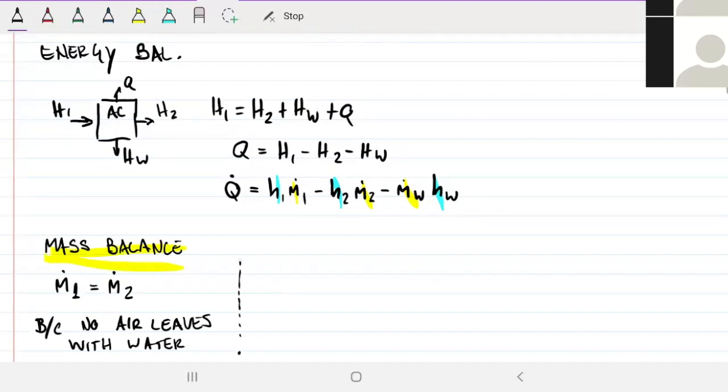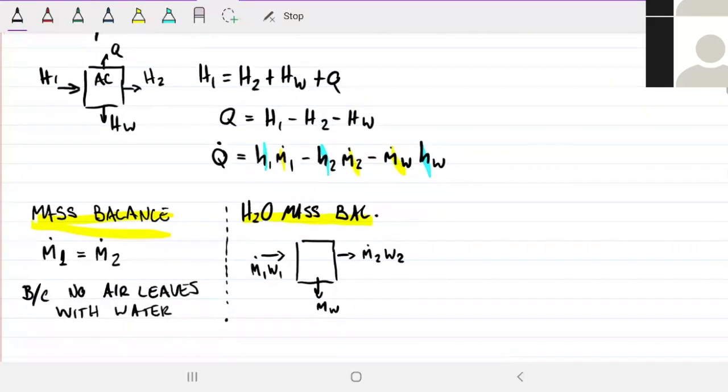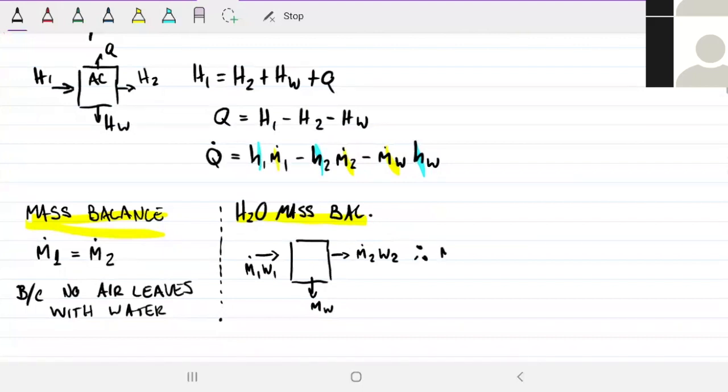Okay, what else? Do the H2O balance. What do we have there? We have a little AC, and we have water that's coming with the air here, and that water is the flow rate of air times omega 1. And it's leaving, so we still have some water when it leaves, omega 2. We also have the water that's leaving as saturated liquid. So a water mass balance tells us that whatever water we had in the beginning has to equal the water that's been split up.